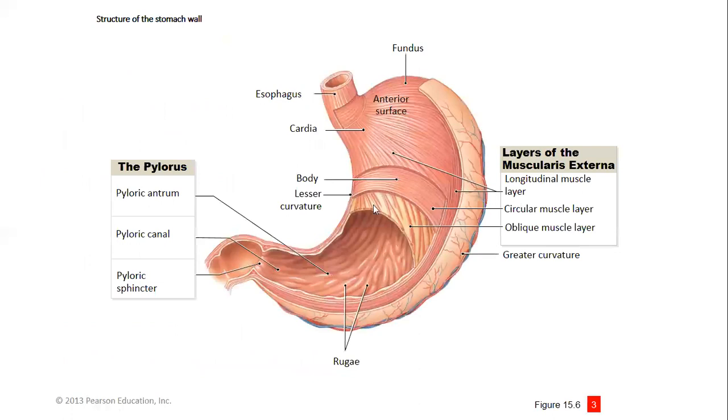So here, these inner folds are rugae, and then you've got a layer of longitudinal muscle, circular muscle, and then a third layer of oblique muscle. Right here would be the pyloric sphincter. So this is the pylorus of the stomach here, the J, and then the duodenum, the beginning of the small intestine.